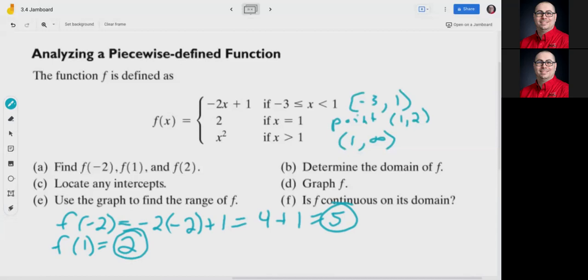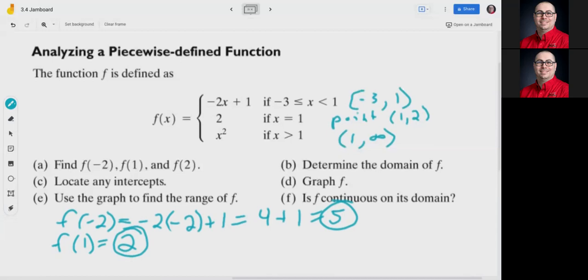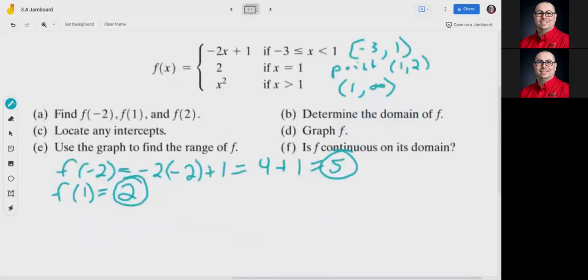And the last part of that one, they want us to find f of 2. What piece are we going to use when x is 2? 2 is not between -3 and 1. 2 is not equal to 1, but 2 is greater than 1. So we're going to use that bottom piece. That's going to be 2 squared, which will be 4. So f of 2 for this piecewise defined function will be 4.